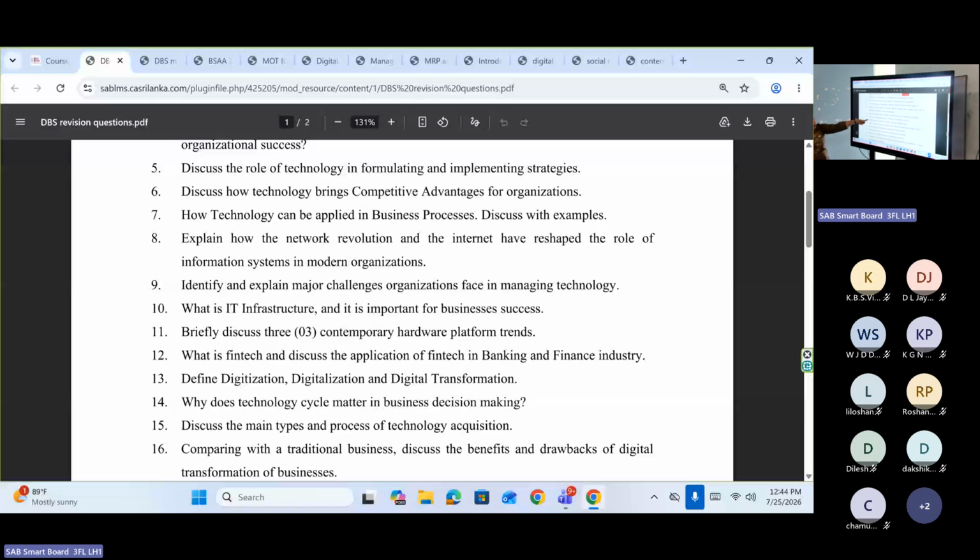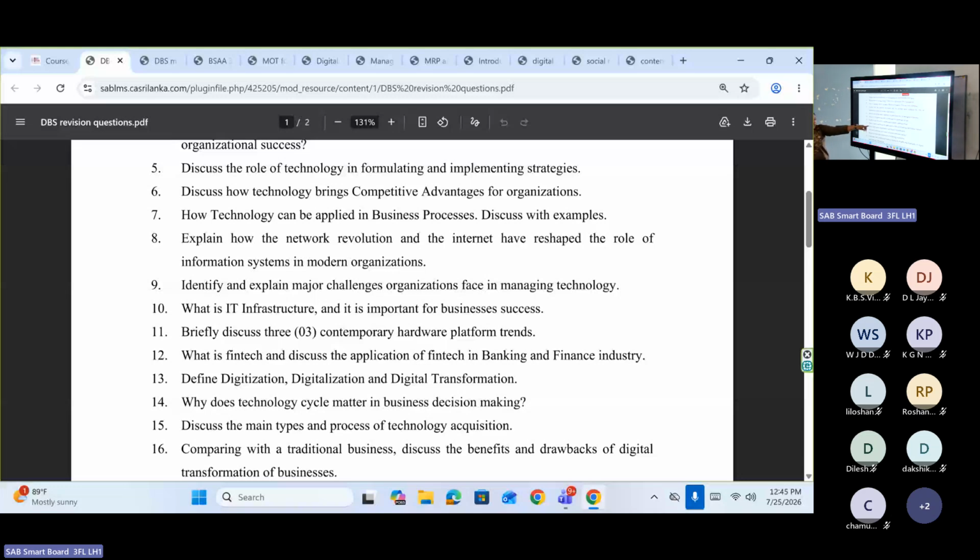Lesson 2. And what is IT infrastructure and why is it important to business success? The answers are there at lesson 2. In lesson 2, we discuss what is IT infrastructure, why infrastructure is important, and so on. And it discusses 3 contemporary hardware platform trends like virtualization and so on. The answers are there in lesson 2.